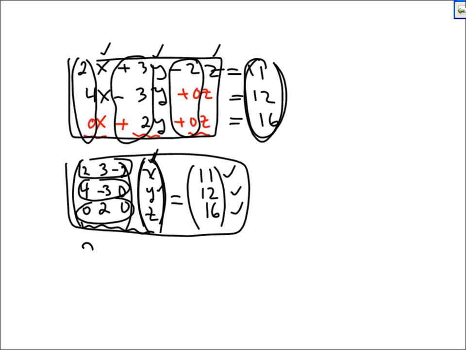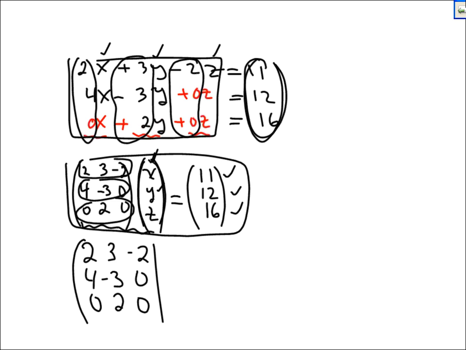Not a big change. I'm going to write down just the coefficient matrix. There it is. But I'm not going to write x, y, z. I'm going to put a line.